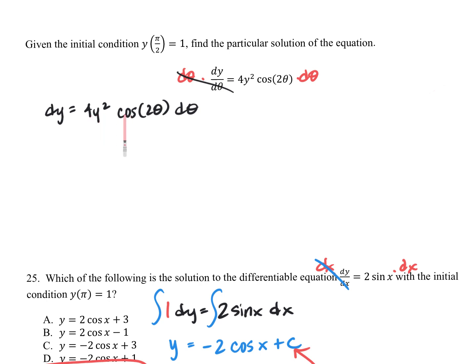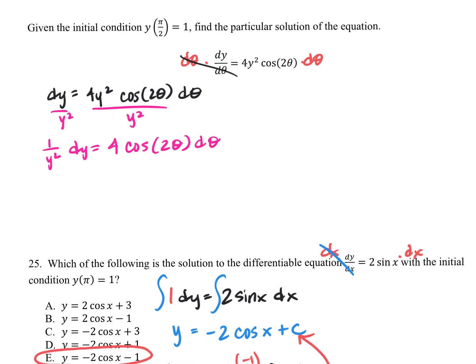Could I leave the 4 over here, though? Because my whole goal is to get y by itself. I want to bring less with it. Colin, you would not be wrong. We'd still get the same answer, but it'll be easier if we just bring the y over there. So when I divide by that y squared, you cool with writing 1 over y squared dy is 4 cosine of 2 theta d theta?